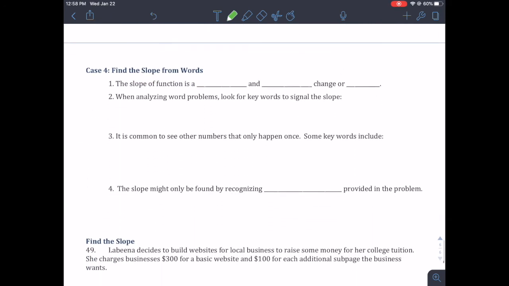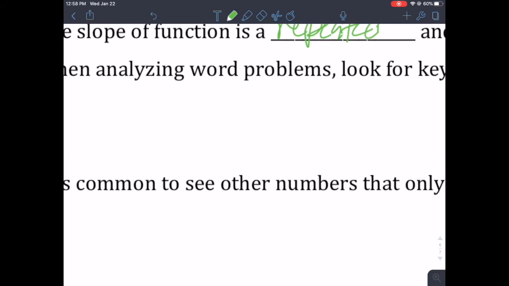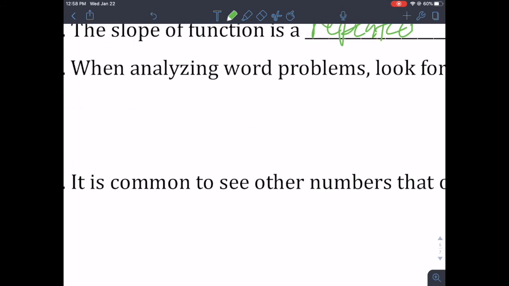All right, now we've moved into words, everyone's favorite. So the slope of a function is the repeated and constant change, or what we might call the rate. When analyzing word problems, we're going to look for keywords to signal that we are talking about the slope. Near the numbers of a word problem, we want to look for things like each time this happens, or every time this happens, or per, 5 of these per this. Those are all keys that we're looking for something that's happening repeatedly, which is going to be an indication of the slope.